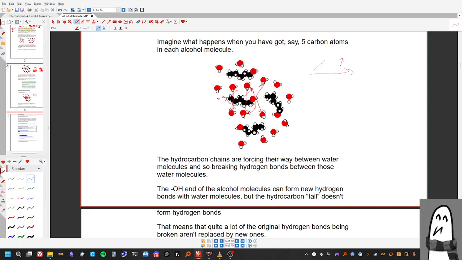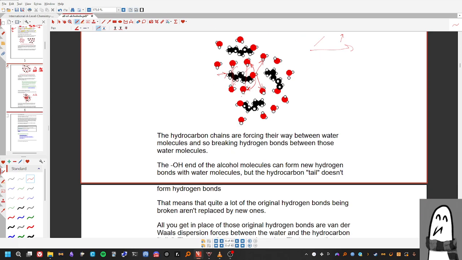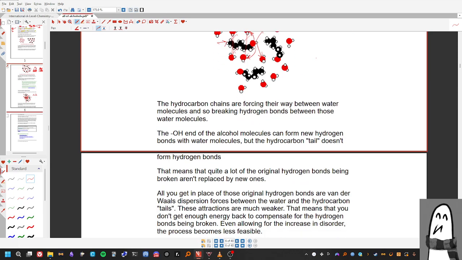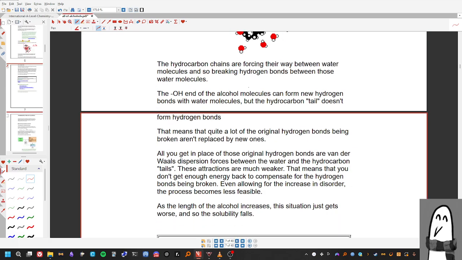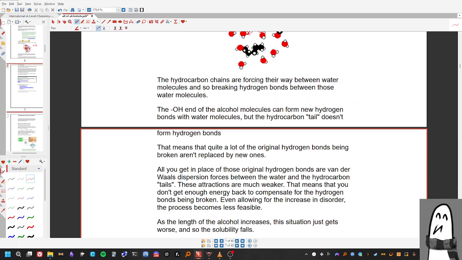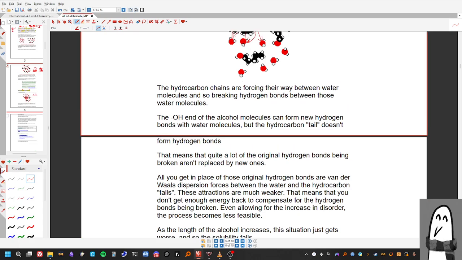If you have a larger alcohol, then more hydrogen bonds will be broken, I'm guessing. Since there's going to be a larger alcohol here, you're breaking the hydrogen bonds between the water molecules, but you're not really forming new hydrogen bonds, right? You're breaking more hydrogen bonds than you're forming. So therefore, it's an endothermic process, which means it becomes less feasible for solubility to occur, correct?